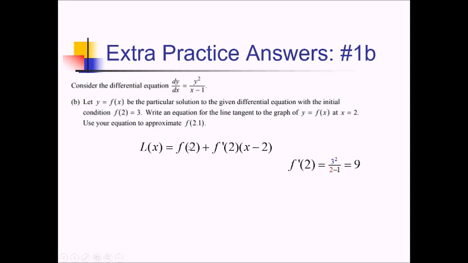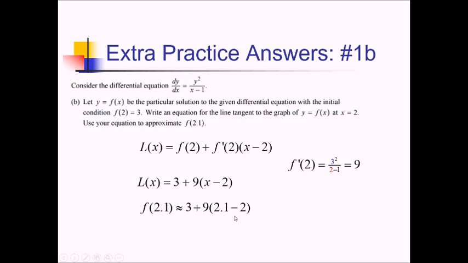Plugging things in now, we have L of x equals 3 plus the slope we just found, 9, times x minus 2. And now for the last part of this, they want us to use this tangent line to approximate f of 2.1. So I'll say f of 2.1 is approximately equal to 3 plus 9 times (2.1 minus 2). Notice I wrote approximately equals here, not regular equals. That's important. And since I have all constants, I don't actually have to simplify this. I could just leave it the way it is.